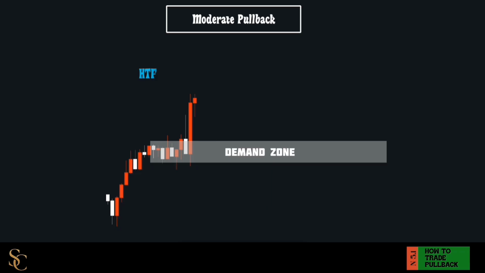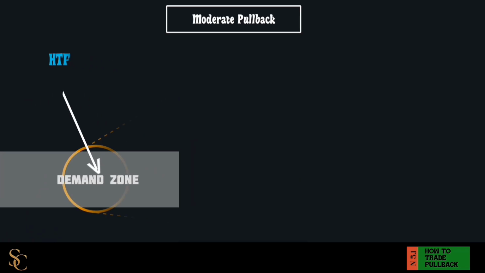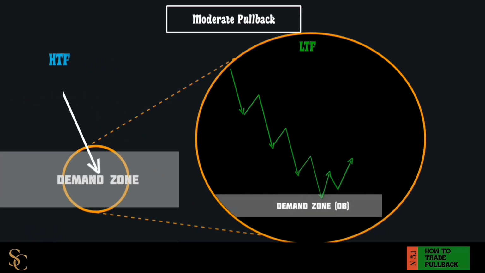Mark major demand and supply zones on the HTF where price has previously reacted strongly. Then refine these zones on a lower time frame, LTF, such as 15 minutes or 1 hour, to create precise, actionable areas for entries. These zones provide objective levels, eliminating guesswork from your trades.